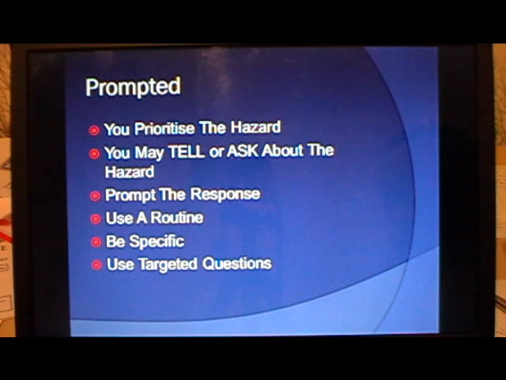So to help the pupil to get it right in a prompted fashion, you're going to really target the question that you want. KISS, keep it short and simple again.